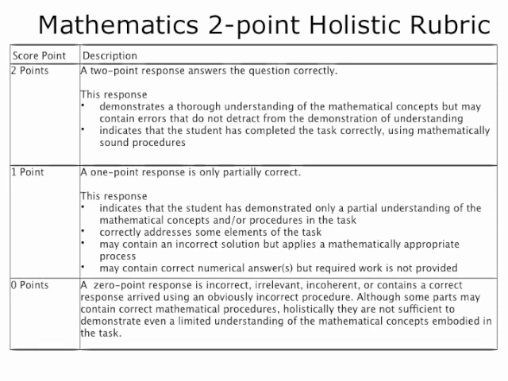and a 0-point description. A 0-point response is incorrect, irrelevant, incoherent, or contains a correct response arrived at using an obviously incorrect procedure. Although some parts may contain correct mathematical procedures, holistically, they are not sufficient to demonstrate even a limited understanding of the mathematical concepts embodied in the task.